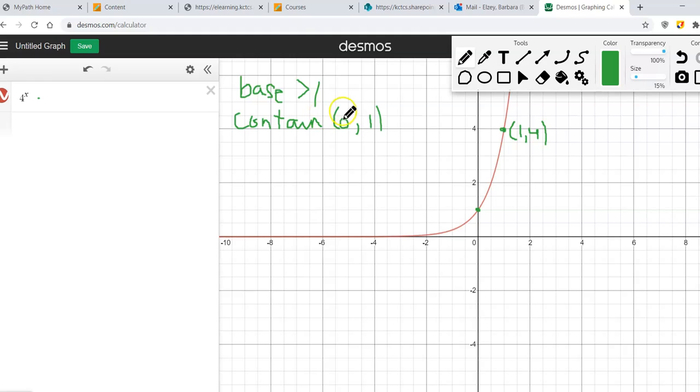All right, where 4 was the base that we put in here. So it contains 0, 1, and 1, and whatever our base is. So every single one of these contains these 2 points. Okay? Now this will be true even when we look at a base that is less than 1. All right, now let's notice that really I said that this does not really touch the x-axis. It's just getting very, very close to it. So the x-axis is a horizontal asymptote.